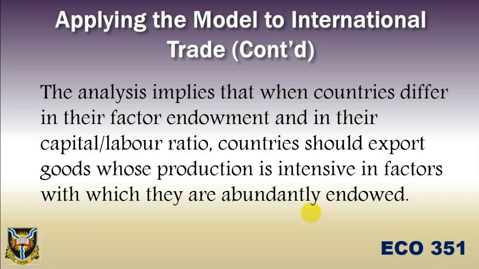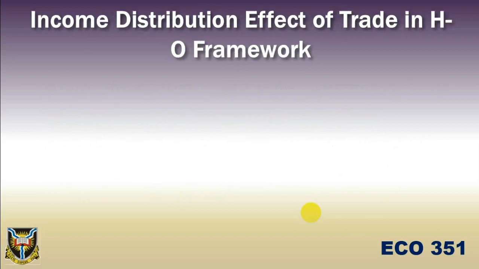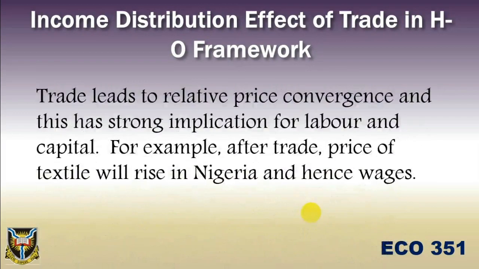The analysis implies that when countries differ in their factor endowment and in their capital labor ratio, countries should export goods whose production is intensive in factors with which they are abundantly endowed. Income distribution effect of trade in HO framework. Trade leads to relative price convergence, and these have strong implications for labor and capital. For example, after trade, price of textile will rise in Nigeria and hence wages.